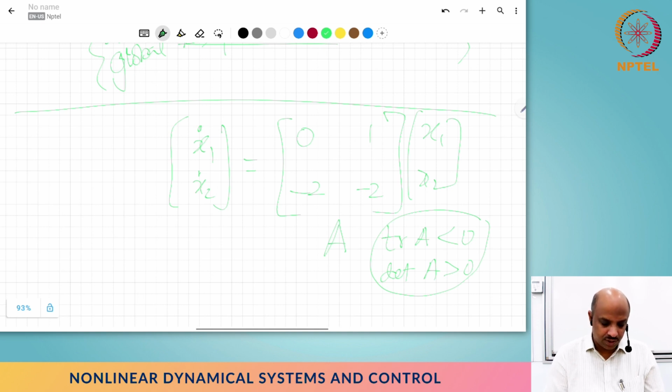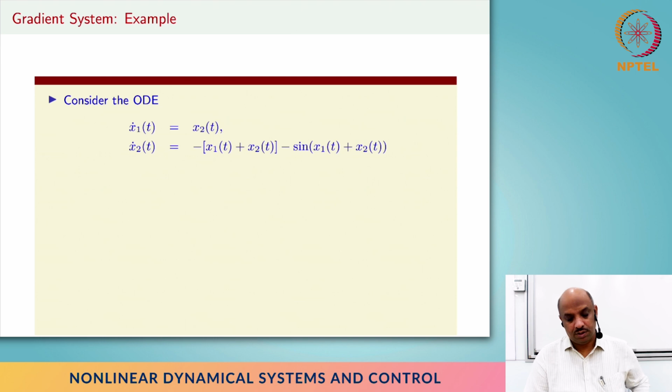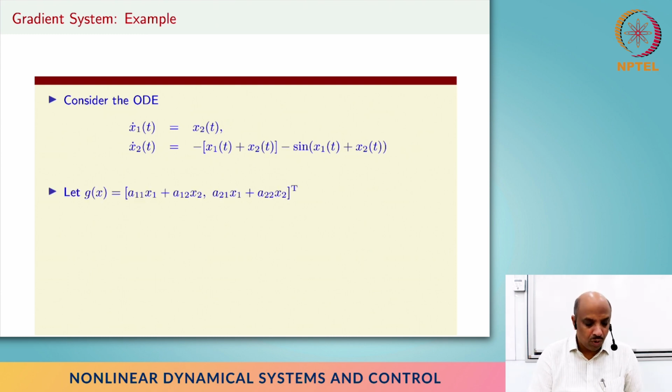So what is the trace? Trace happens to be minus 2, and determinant happens to be 0 minus minus 2, which will give you 2. So this particular matrix is Hurwitz, so this particular system is going to be linearly stable. The linearization is stable, therefore we can use the P matrix coming out of that linear system as a Lyapunov function. Now the question is, can we actually say something more beyond some small local region, right?